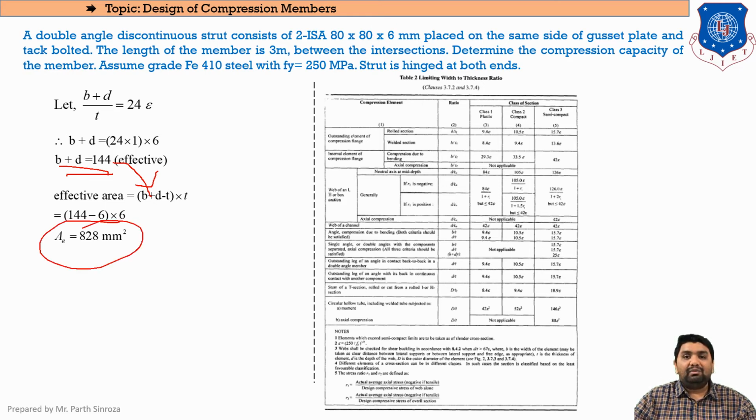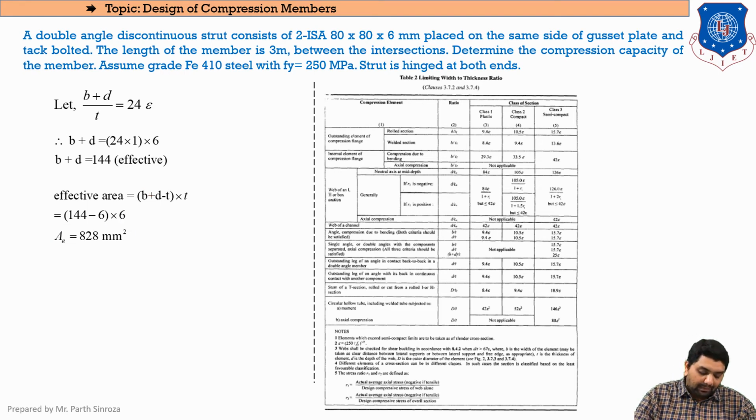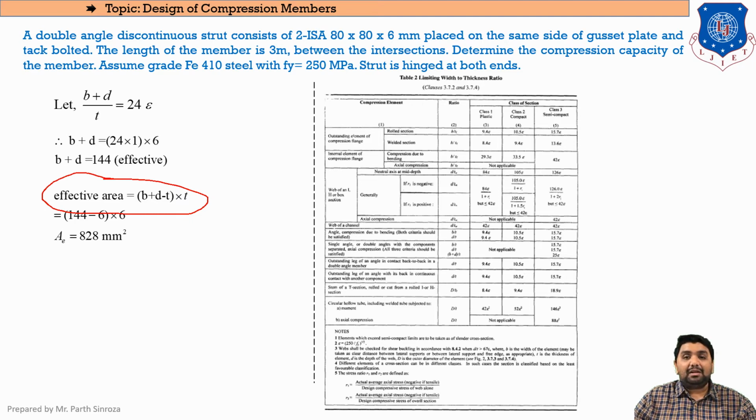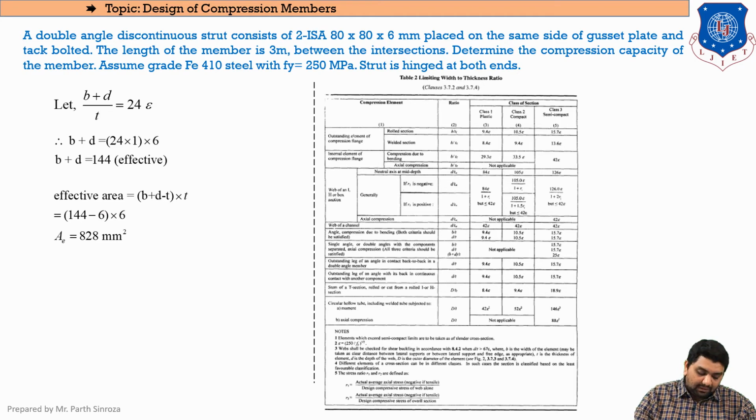So this is how you will be finding the value of effective area each and every time. You just need to remember this equation, that is B plus D minus T, multiplied by thickness. The bracket portion will be the effective length, and this will be the thickness. So length into thickness gives our area. Clear? So this B plus D minus T will be our effective length. You need to remember this equation every time, and in this case our AE, that is the effective area, comes out to be 828.